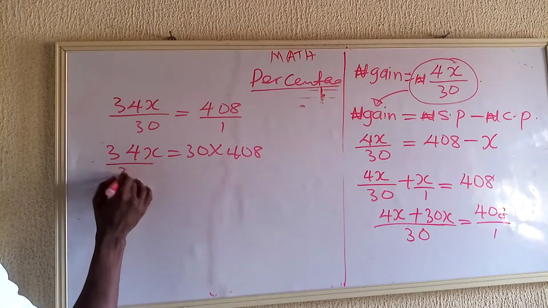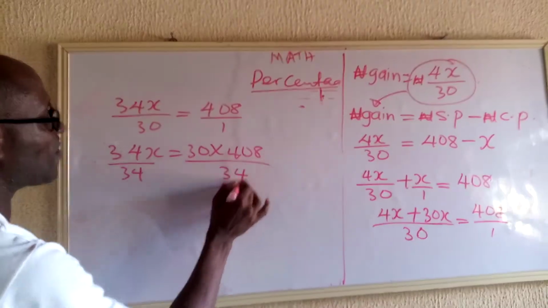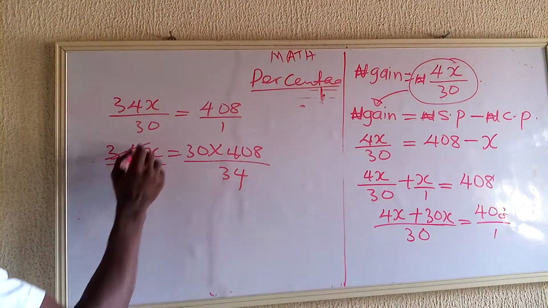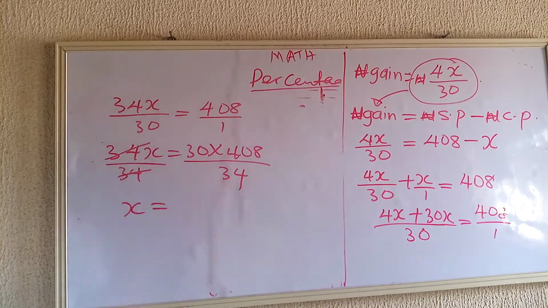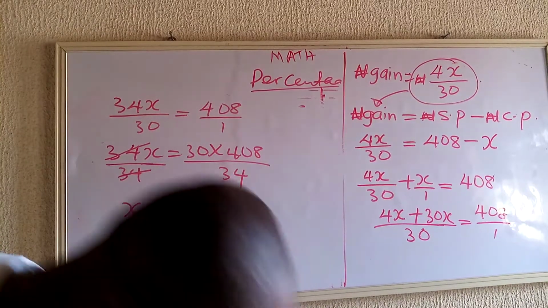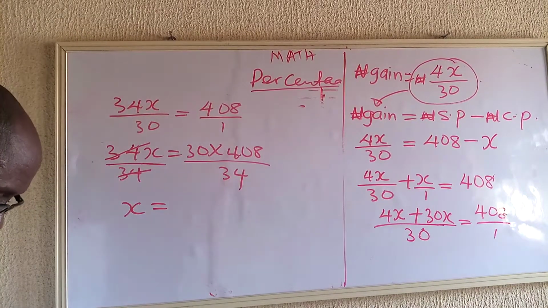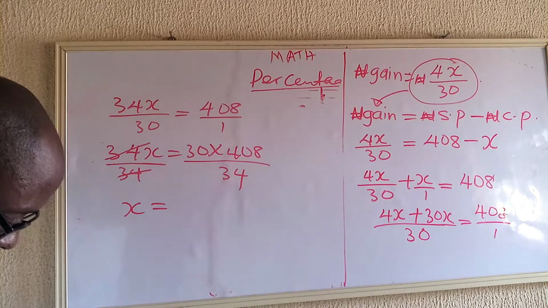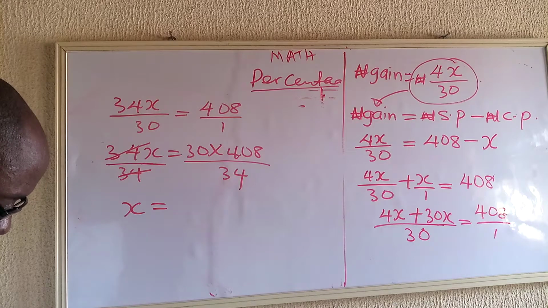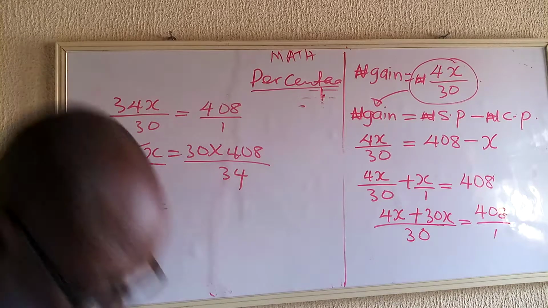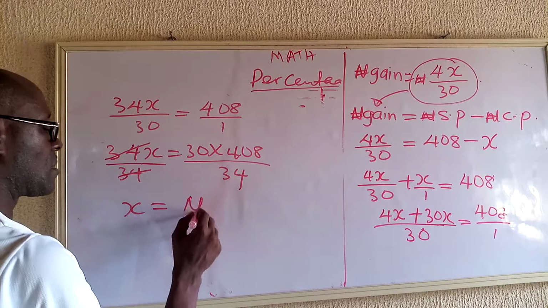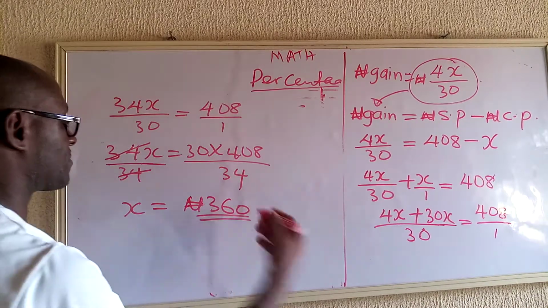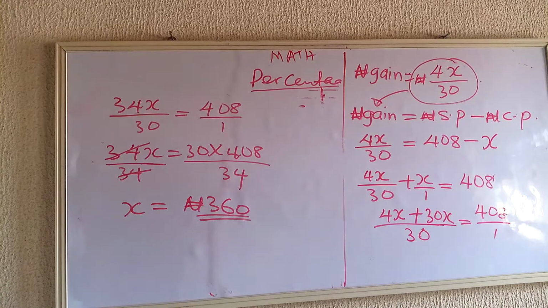Then you divide both sides by 34, being the coefficient of the variable x we are looking for, which represents the cost price. So let's do the calculation and see what we are going to get. That's 360. 360 naira. That means the item was bought for 360 naira and was sold for how much? 408. And the gain is what?